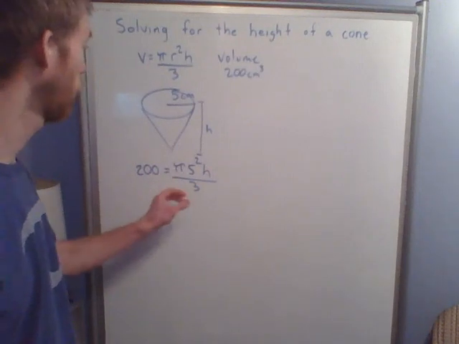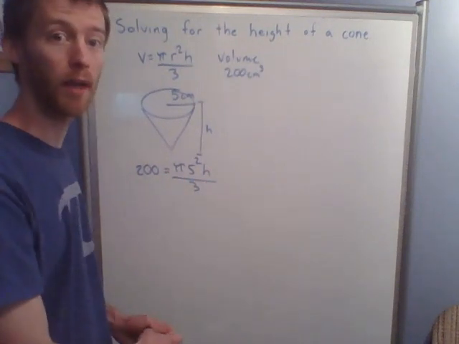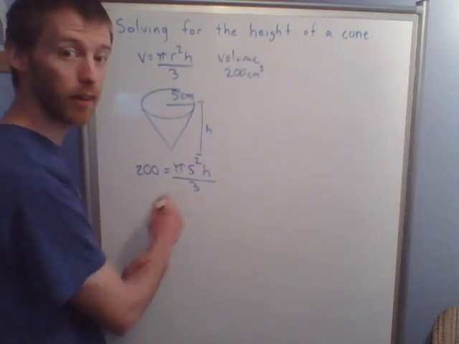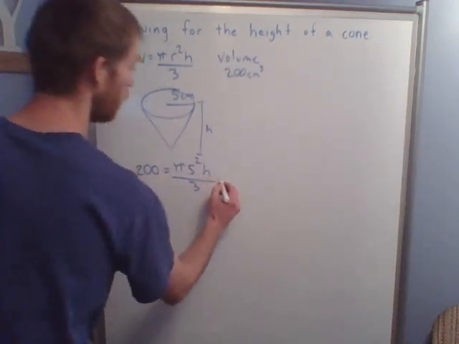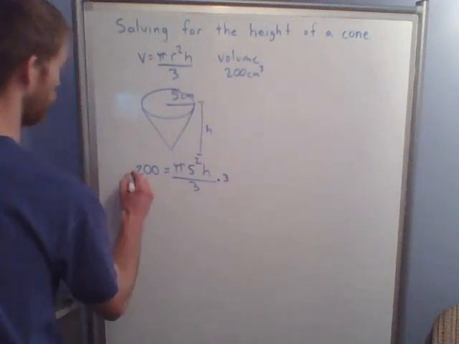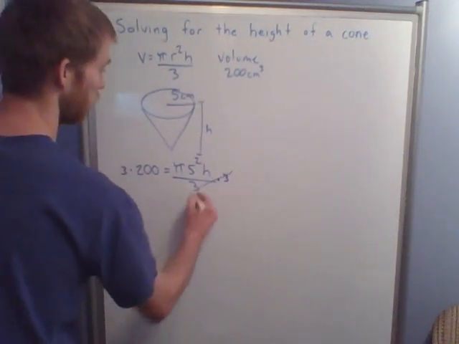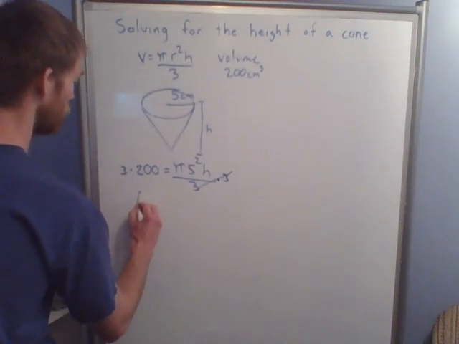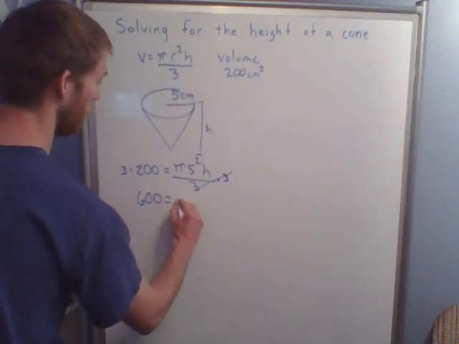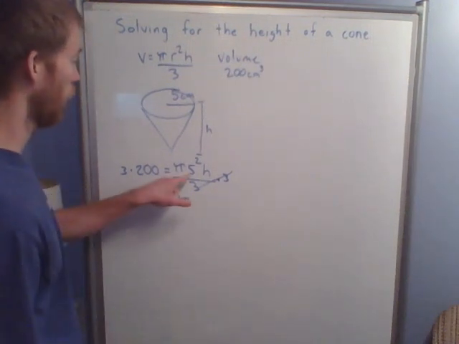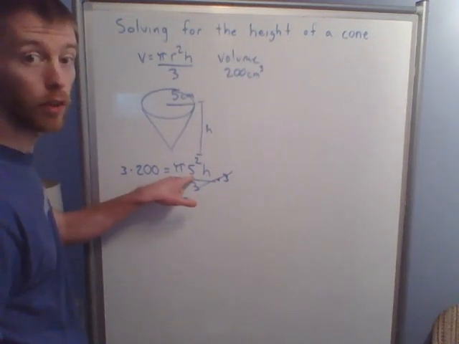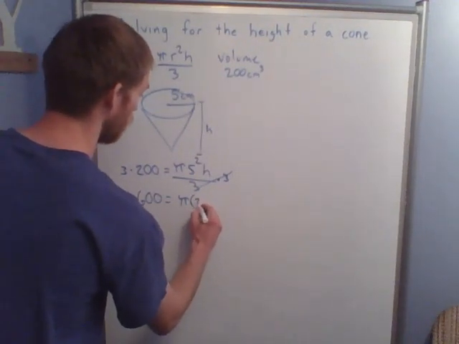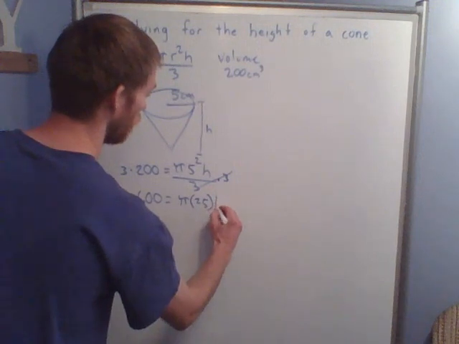All of this stuff on the side with h needs to go away. So I need to undo the dividing by 3. I'm going to take care of that first. So I'm going to times both sides by 3 to eliminate that divide 3. So 3 times 200, we get 600 on the left. On the right, we have pi. I'm going to go ahead right now and do the 25, because 5 squared is 25. So times 25 times h.